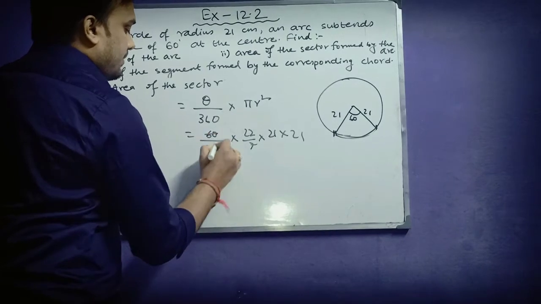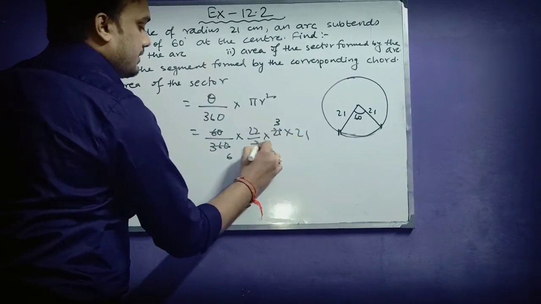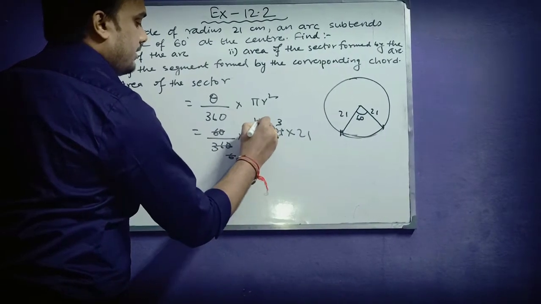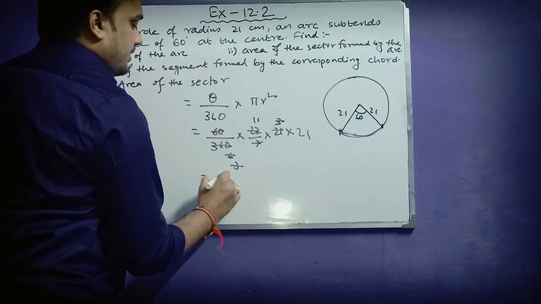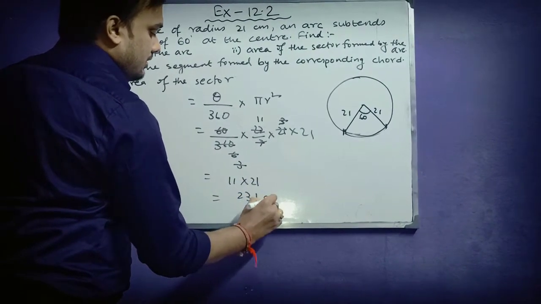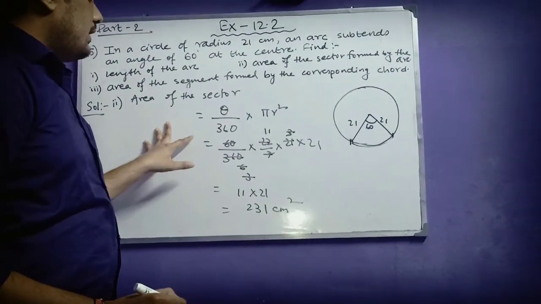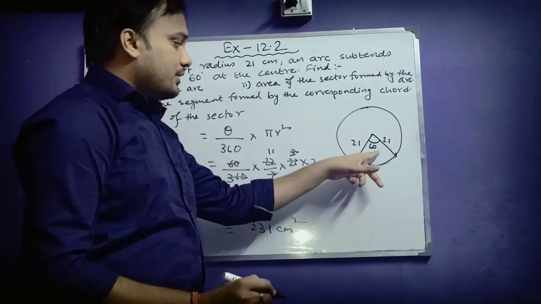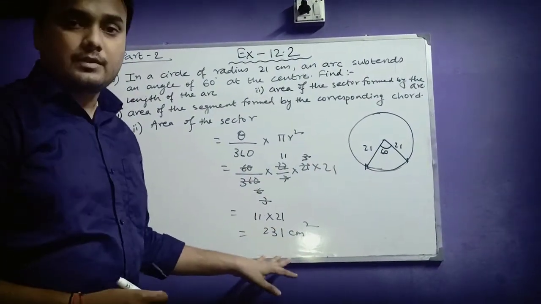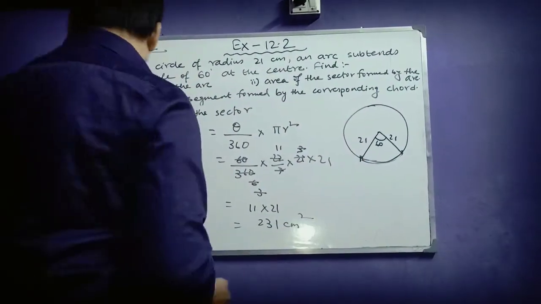Okay, so it will be equal to 6, then 7 3s are 21, then 3 here 11. So it will be equal to 11 into 21. That means 231 centimeter square. So the area of this sector, whose central angle is 60 degree, is 231 centimeter square. Let us move on to the third and last part of this question.